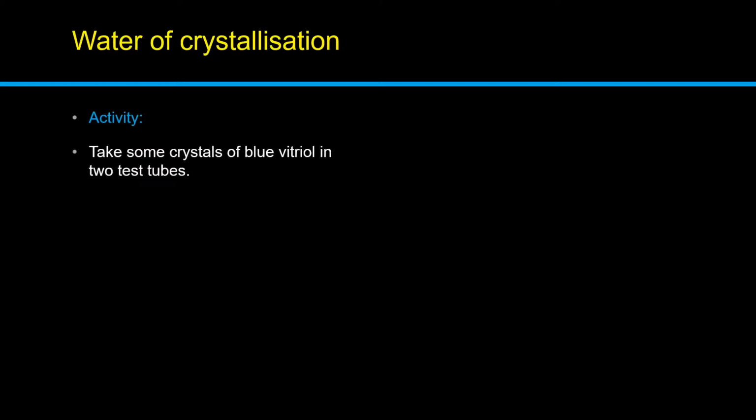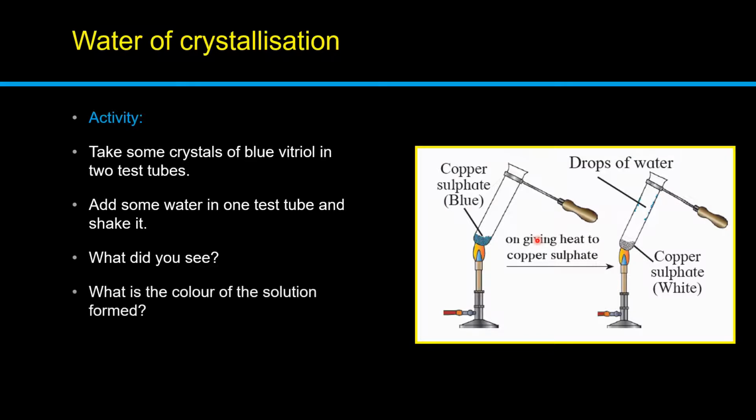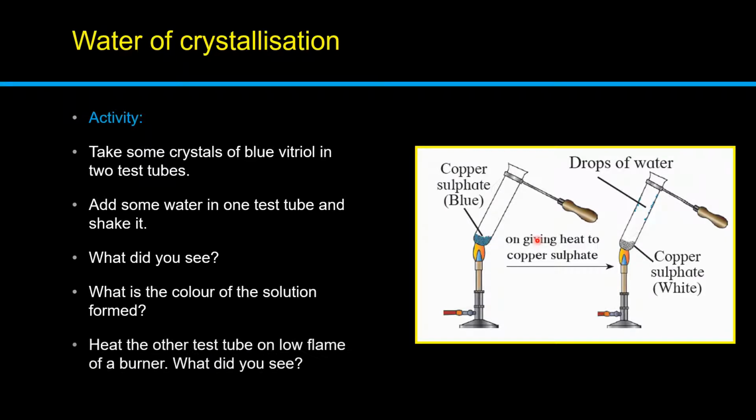Take some crystals of blue vitriol, that is copper sulfate salt, in 2 test tubes. Add some water in one test tube and shake it. What did you see? You will see a blue colored solution. What is the color of the solution formed? It is blue. Heat the other test tube on low flame.